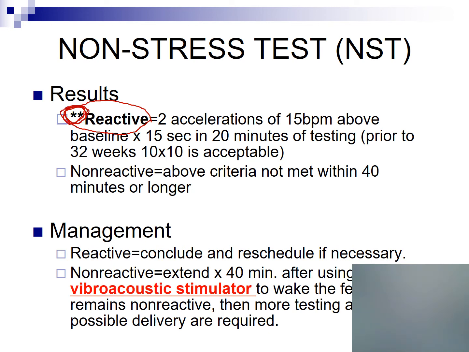I want you to know what it means to have a reactive NST. Reactive is good. Reactive, if you think about it, just means that the fetus's heart rate is reacting appropriately to movement, meaning that it is accelerating by at least, and we have specific parameters, so it's accelerating by at least 15 beats per minute, lasting for 15 seconds. So about 1.5 of those little boxes on the fetal paper, on the EFM paper, okay?